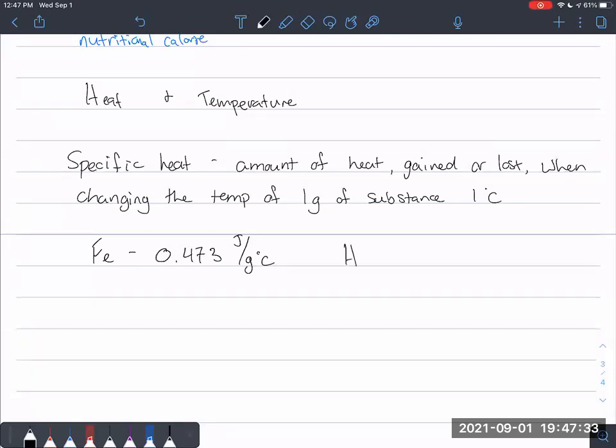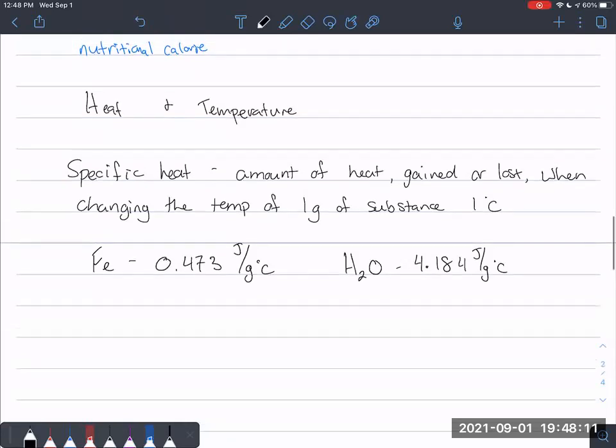Water, on the other hand, has a specific heat capacity of 4.184 joules per gram degree Celsius. So it takes 4 joules, almost 10 times as much energy to change the same mass of water. So to heat up 1 gram of water requires 4.184 joules, where for iron it only requires 0.473. So we can calculate the heat that something gains or loses when it goes through a temperature change.